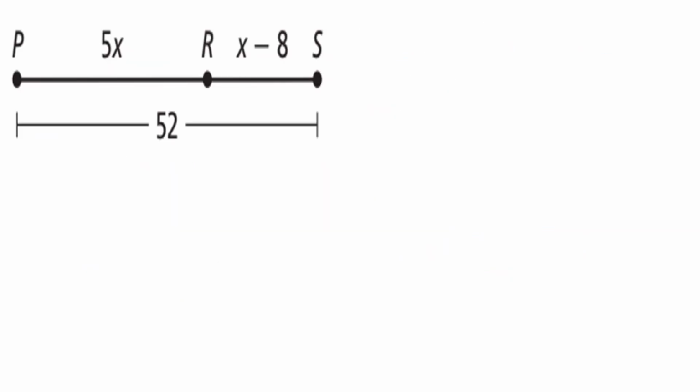Next question. Now they gave us the P and they gave us the PR and they gave us RS. And they said that from P to S, the measurement is 52. They didn't tell us that PR and RS are congruent. So in that case, you can say that this whole line is equal to what? 52. So what is this whole line made up of? This is PR plus RS equals PS.